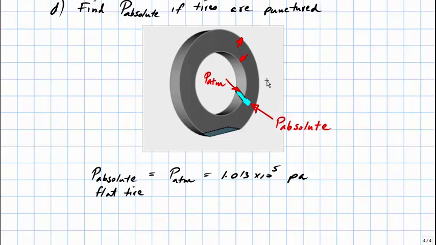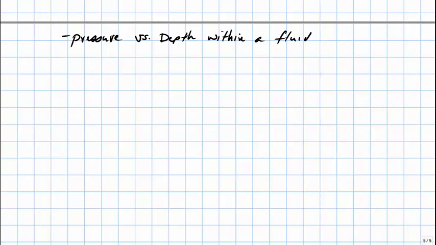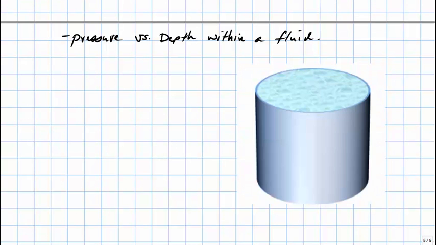We will now introduce the relationship between pressure and depth within a fluid. Let's begin by introducing a container that's filled with fluid. There's our container, and the container could be filled with any fluid. It could be water, it could be benzene, it could be oil. For our purposes, let's assume that our container is filled with water.